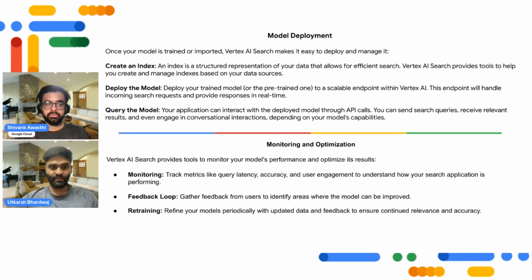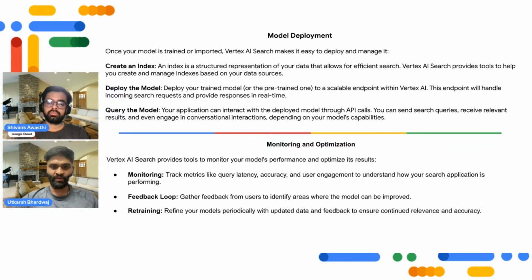Then comes the second part, which is to deploy the model. Deploy your trained model or the pre-trained one to a scalable endpoint within Vertex AI. This endpoint will handle incoming search requests and provide responses in real time. The third is to query the model. Your application can interact with the deployed model through API calls. You can send search queries, receive relevant results, and even engage in conversational interactions depending on your model capabilities. And regarding querying the model, you will also find a very enticing demo right after we cover LangChain, which will cover more about how we can query the model.